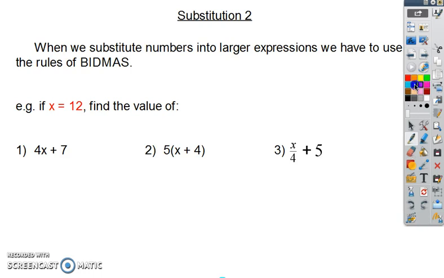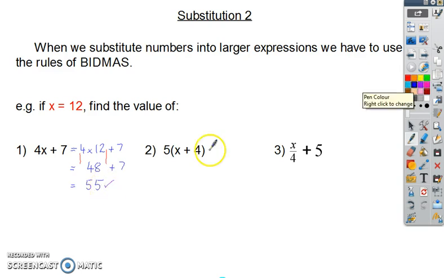Alright, 4x plus 7. Now, yet again, we're going to do the multiplication first. That's going to be 4 times x, 4 times 12, and then add 7. Now then, we're doing the 4 times 12 part first, because the M's before the A in BIDMAS. 4 times 12 is 48, and then we're going to add the 7 onto it. 48 add 7 is 55. That's where you get your tick.